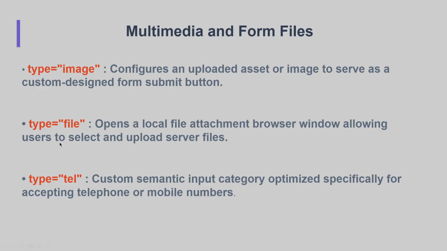Next is type equal to file. This input enables users to browse their computer and upload documents, images, videos, or other files to the server. This feature is widely used in job application forms, online assignments, and profile picture uploads. Next is type equal to tel. It is especially intended for phone numbers. Although it does not automatically validate phone numbers, it provides better support on mobile devices by displaying a numeric keypad. These input types make the form more practical and user-friendly.